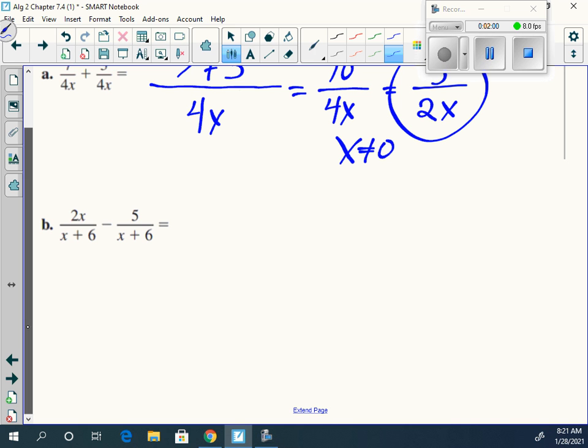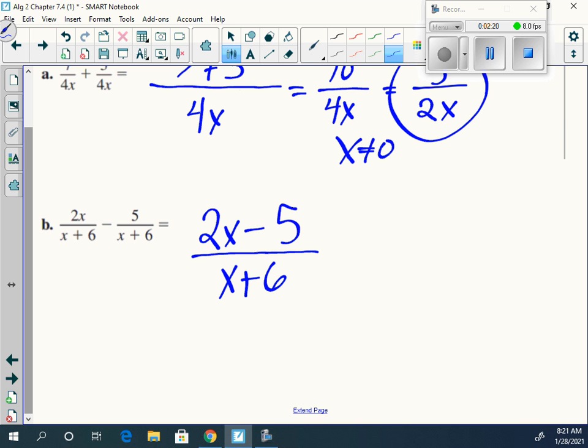Okay. Let's look at the next one. 2 over x plus 6 minus 5 over x plus 6. Can we add these together? Well, yes, because the denominators are the same. Well, correct, I was wrong there. We would be subtracting the numerators, because the denominators are the same. So we'd have 2x minus 5.